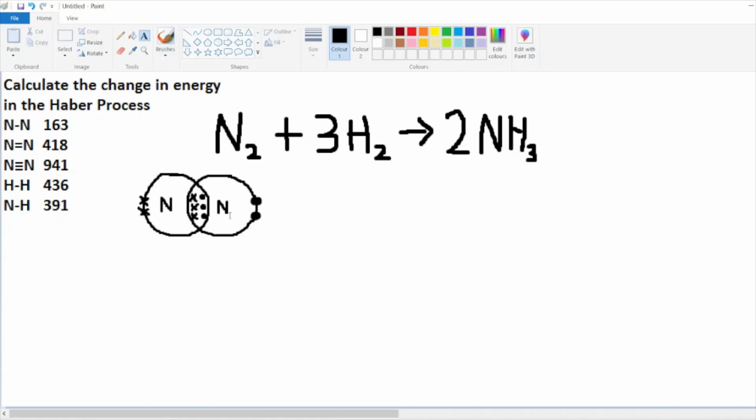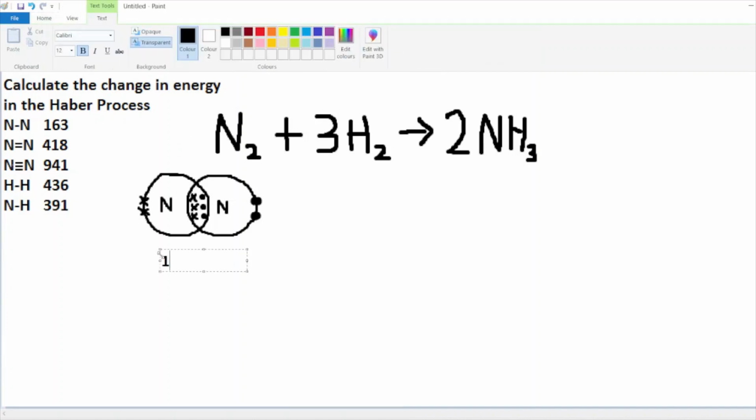So here we have the covalent bonding diagram for nitrogen. If you don't know how to do this, go back to the second video. But what we can see is we have 3 shared pairs of electrons, which means we're going to have a triple bond. And how many of those do we have? Well, we have 1 in our mole ratio. We have 1 to 3 to 2, so we have 1 of these. So what we will write is that we have 1 of this, and how much energy does it have? 941. What do we measure the energy in? Interesting point. Kilojoules per mole.